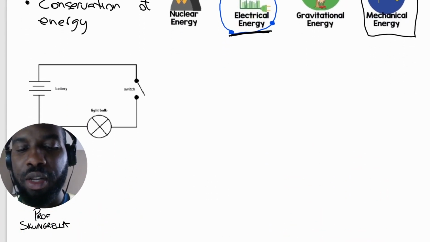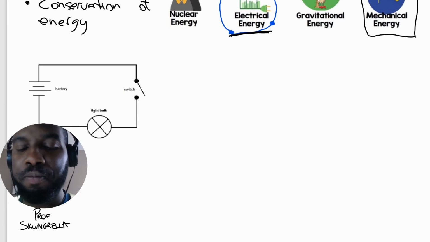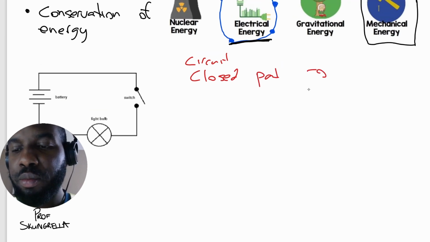So let's look at the circuit here. A circuit is really a closed path for electrons to flow. So I'll write that down. What is a circuit? A closed path for electrons to flow.